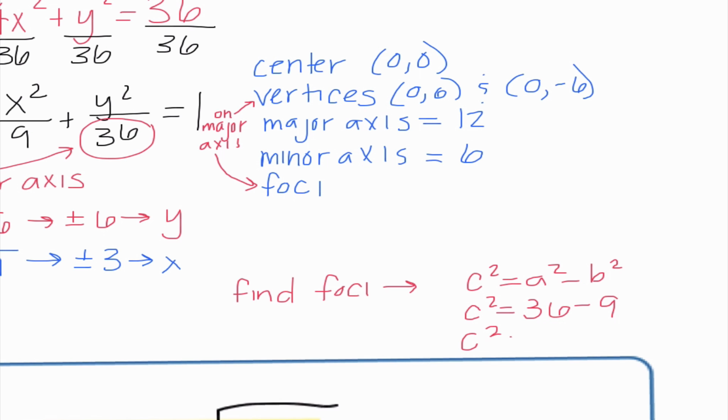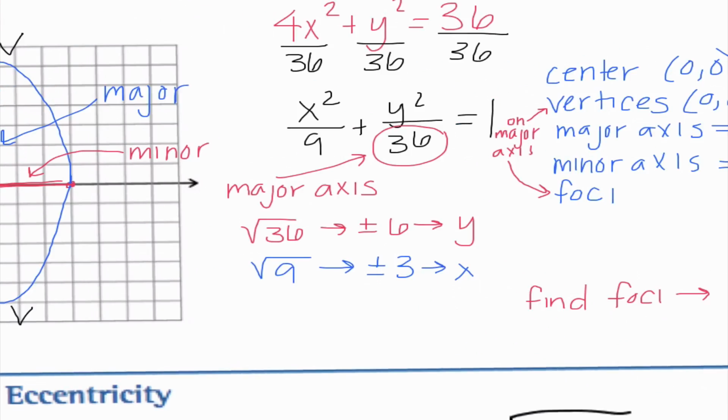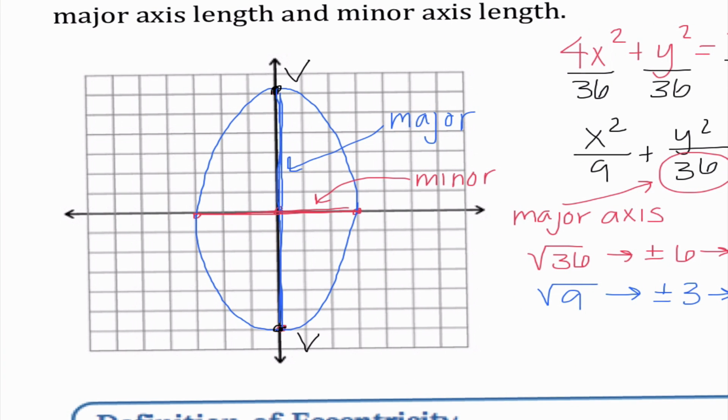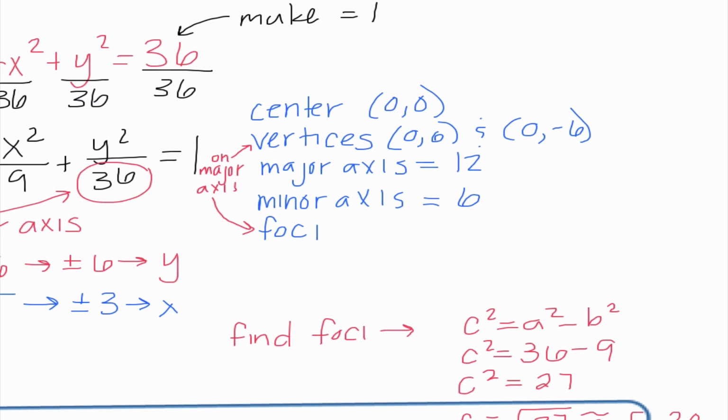So I get c squared equals 27. So c is the square root of 27, which is 5.20. Okay, so back here, I'm going to have to move up 5.20 and down 5.20. So our foci appear to be at (0, 5.20) and (0, negative 5.20).